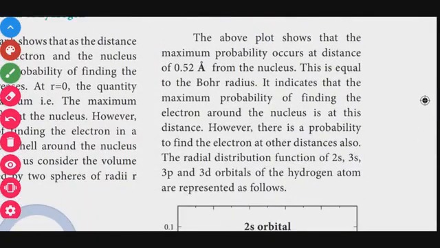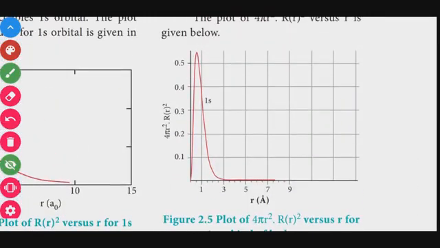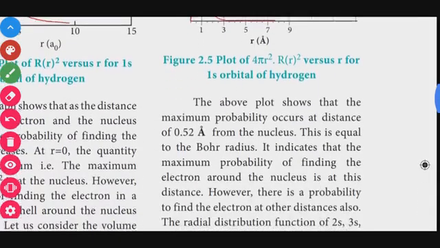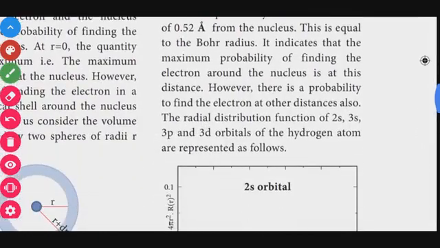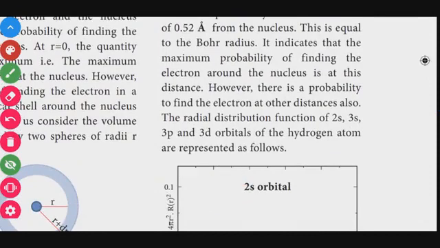Our plot shows that the maximum probability occurs at a distance of 0.52 Angstrom. See where the maximum probability is, it is 0.52 Angstrom. That is the radius, 0.529 Angstrom. This is equal to the Bohr radius. Bohr radius formula: rn is equal to 0.529 n square by z square. Okay, so this is all about the radius, and it indicates the maximum probability of finding the electron near the nucleus. Okay, however there is a probability to find the electron at other distances also.